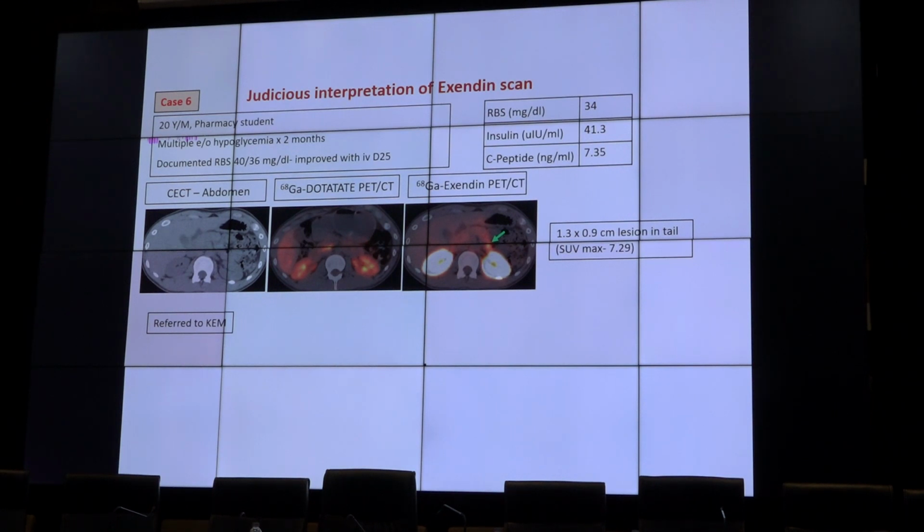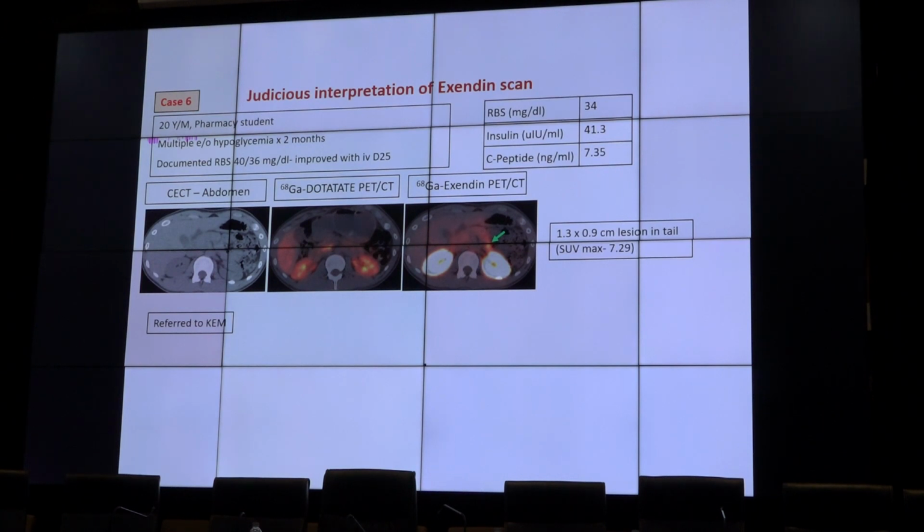So this is a 20-year-old pharmacy student who had multiple episodes of hypoglycemia. Random blood sugar was low, treated with dextrose. And at the time of the critical sample, you can see the random sugar was low, insulin was high, C-peptide was high. So he was diagnosed as a case of endogenous hyperinsulinemic hypoglycemia.